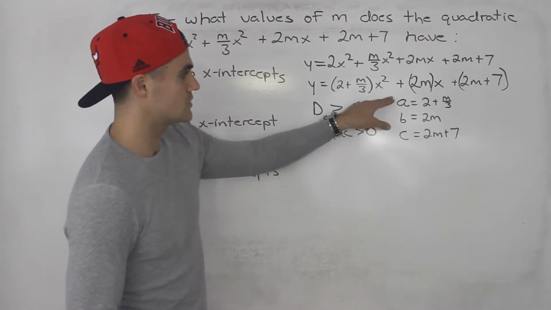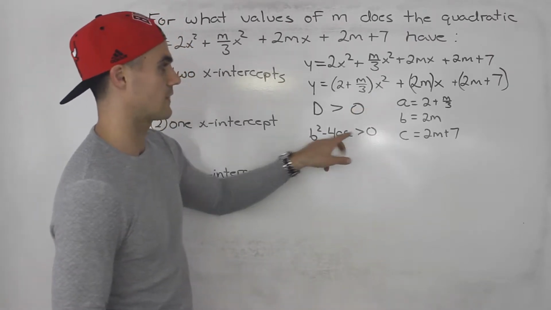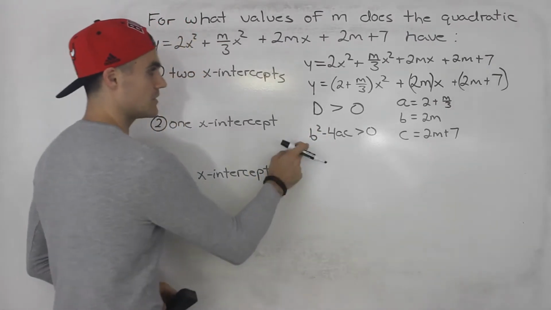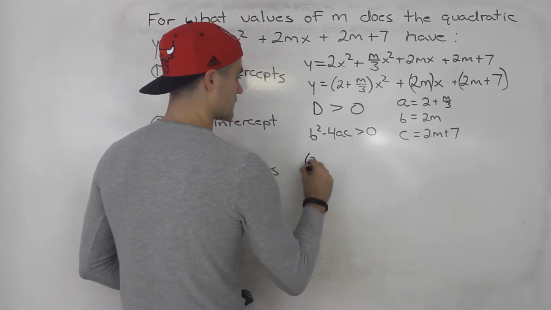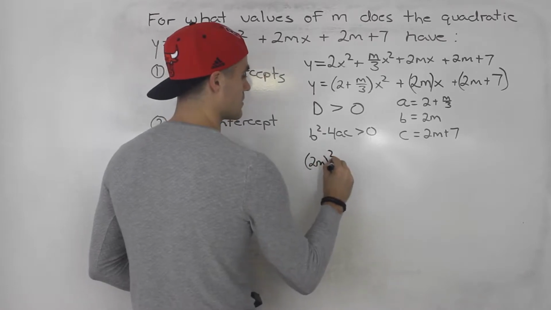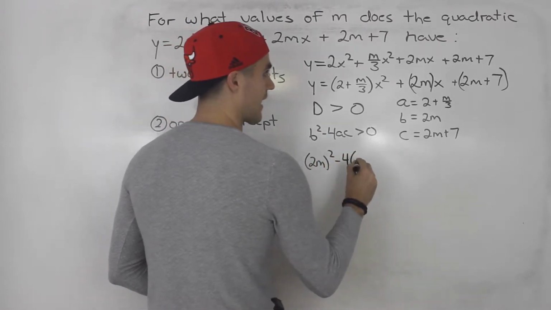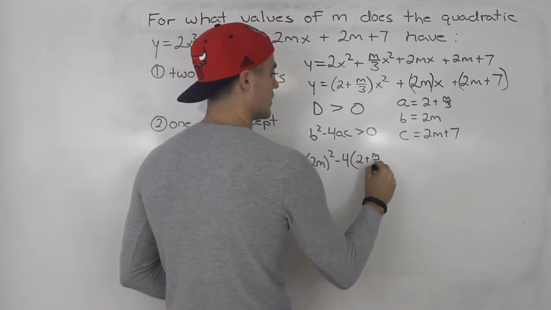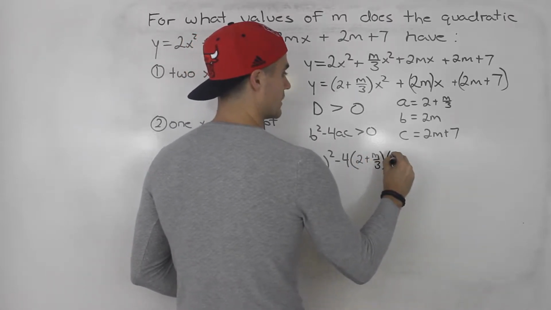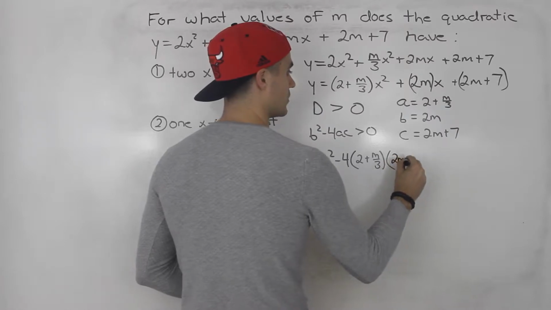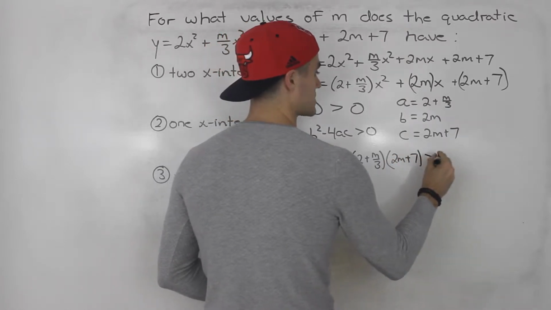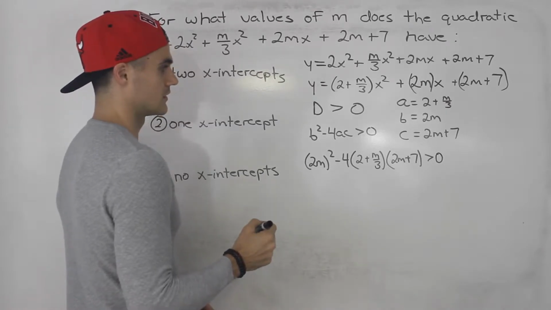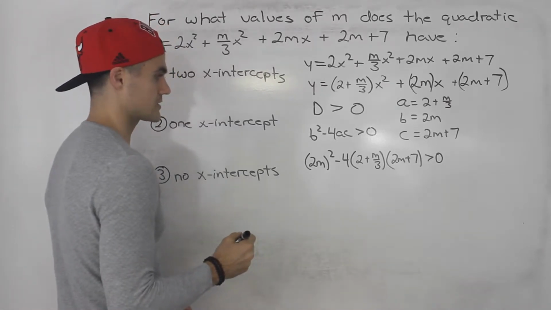So now we just plug all of these in here. And whenever we have expressions, we have to make sure we put them in brackets. The b value is 2m, so we'd have 2m squared minus 4. The a value in brackets is 2 plus m over 3. The c value is 2m plus 7, and we have to find when that is greater than 0, like that. Right? So fairly complex here.